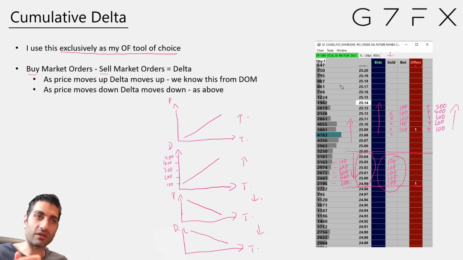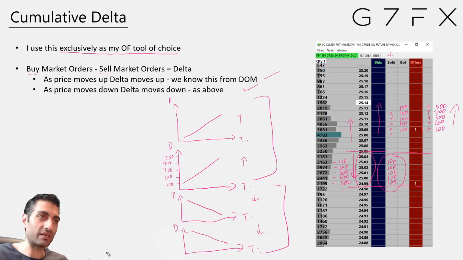Cumulative delta. All right, guys. So next screen, you're going to see it. I'm basically going to show you this at the bottom of my chart. That's all it is, okay? So hopefully that made sense. We covered everything here.